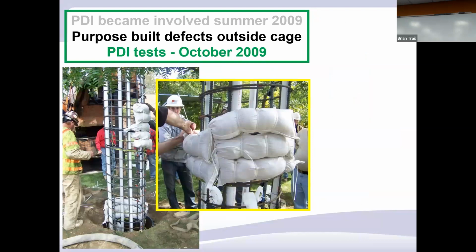Again, we got involved in the summer of 2009, and our engineers said that using the IR sensor in the CSL tubes is kind of clunky. So they thought that we had a better idea. We had a shaft that already had a hole in the ground, so all we had to do was add some defects on the outside of the cage and test it.